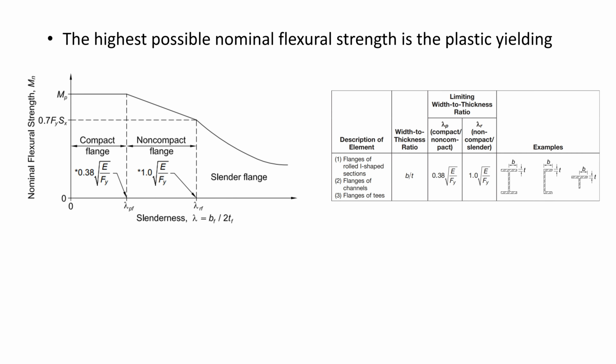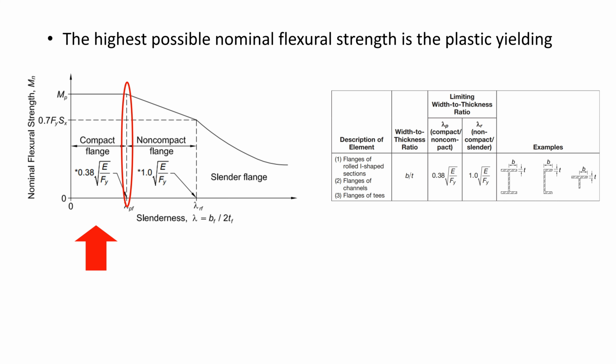The highest possible nominal flexural strength is the plastic yielding limit. This means that if the beam fails due to any other reason other than yielding, the full potential of the section is not utilized. In order to make sure that the section fails due to yielding, we have to make sure that we end up in this position in this diagram. This diagram shows the flexural strength of the beam relative to the slenderness ratio of its flange. The leftmost region is called the compact region.